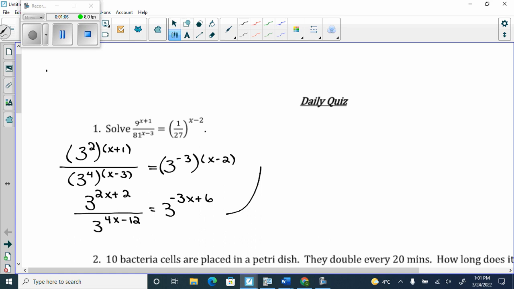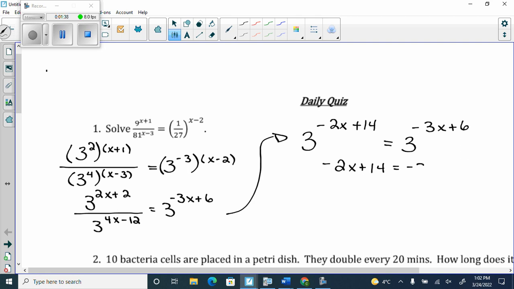Subtract. So I'm going to get 3, and then 2x minus 4x is negative 2x. 2 minus a minus 12 is plus 14. And then it equals 3 to the negative 3x plus 6. Now we have the same base. And once we have the same base, we can set the exponents equal, right? Base to exponent equals base to exponent. Then I can drop the bases off and say that negative 2x plus 14 must equal negative 3x plus 6.